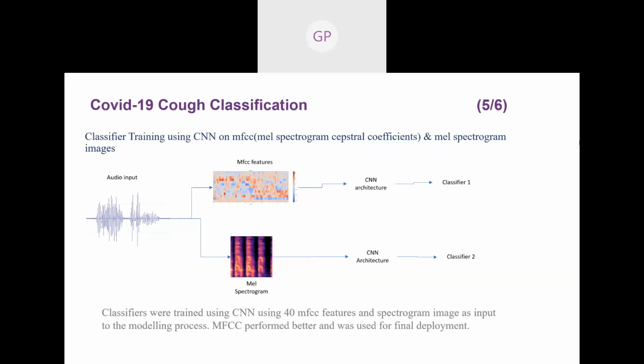We use 40 and we also use the spectrogram image and did a convolution on it to extract features and pass it on to the CNN classifier. We built two classifiers, but we observed that the one with MFCC performed better in terms of recall. I'm going to go on to that.